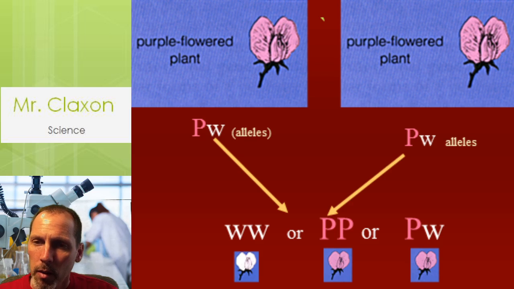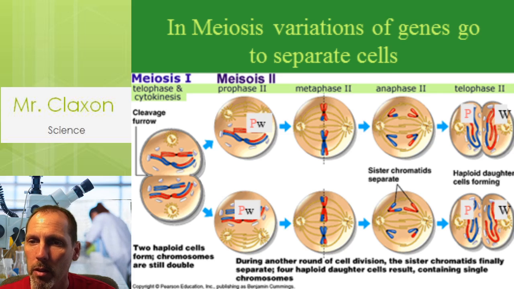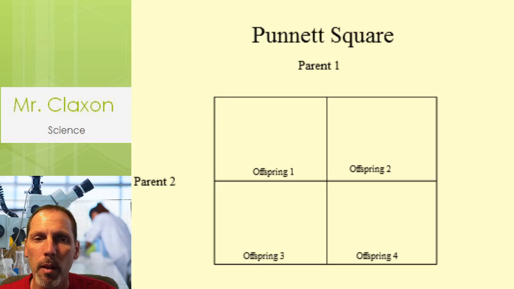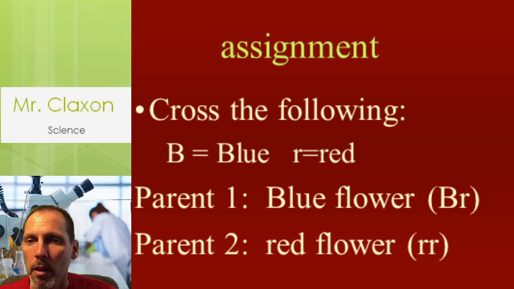Now, there's a way of figuring that out, and they call this a Punnett square. So let me advance here. And this is a Punnett square. Let's just take an example, and I'll show you how this works. Let's say we have a blue and a red flower. Capital B stands for dominant, lowercase r stands for recessive. So in this example, blue is going to be the dominant color, and we'll see how this works out.